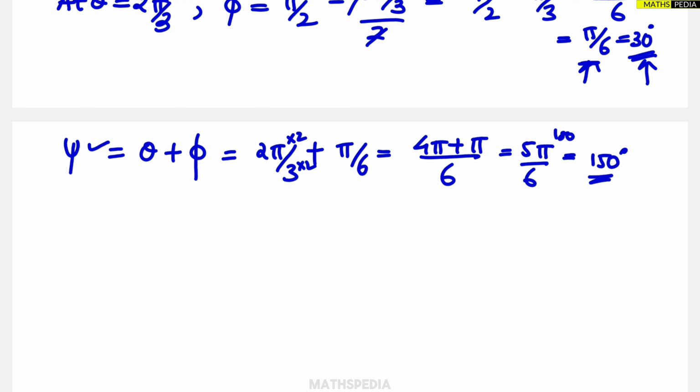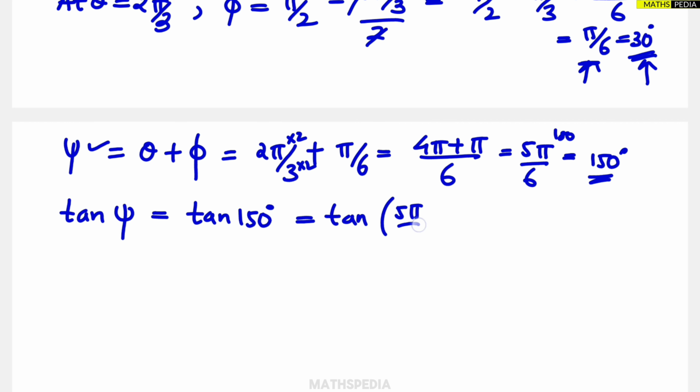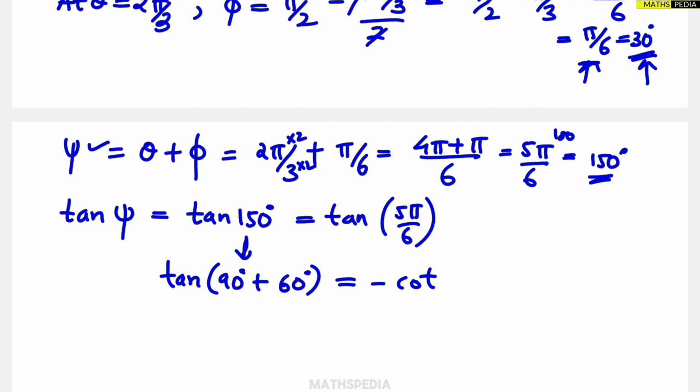Okay. Now let us find out tan psi. So tan psi is equal to tan of 150, or we can say tan of 5 pi by 6. Now tan 150, it is easy for you to find out. How to find? We'll bring it in tan 90 plus theta form. So this can be written as tan 90 plus 60 degrees, and tan 90 plus 60, we know it is minus cot theta. Theta here is 60. What is the cot 60 formula? 1 by root 3. So it will become minus 1 by root 3. Okay, so this is the final answer.